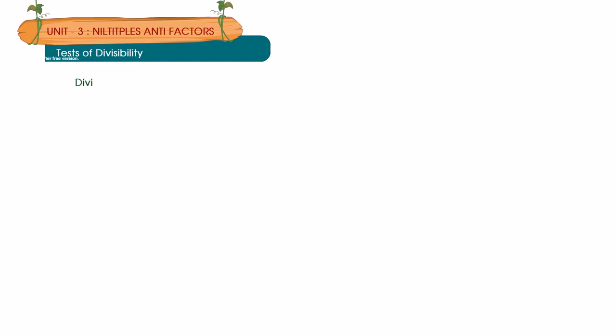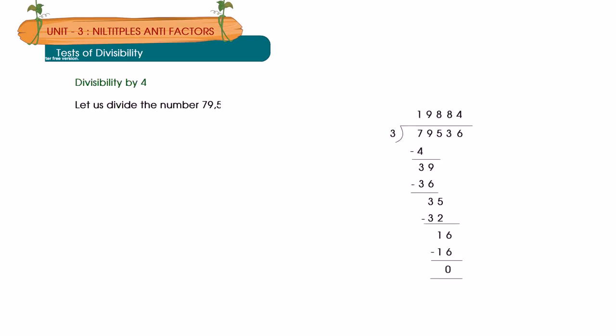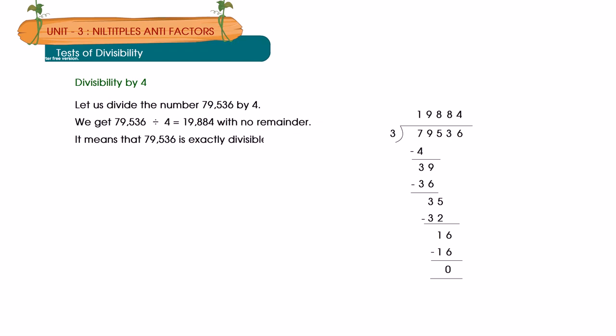Divisibility by 4. Let us divide the number 79,536 by 4. We get 79,536 divided by 4 is equal to 19,884 with no remainder. It means that 79,536 is exactly divisible by 4.